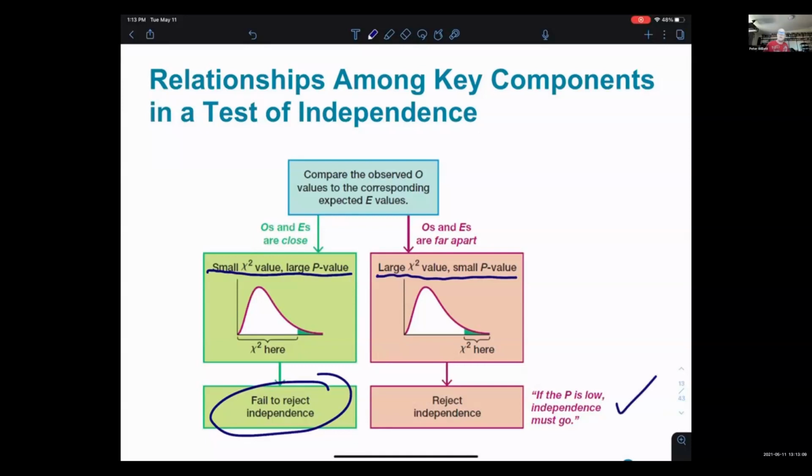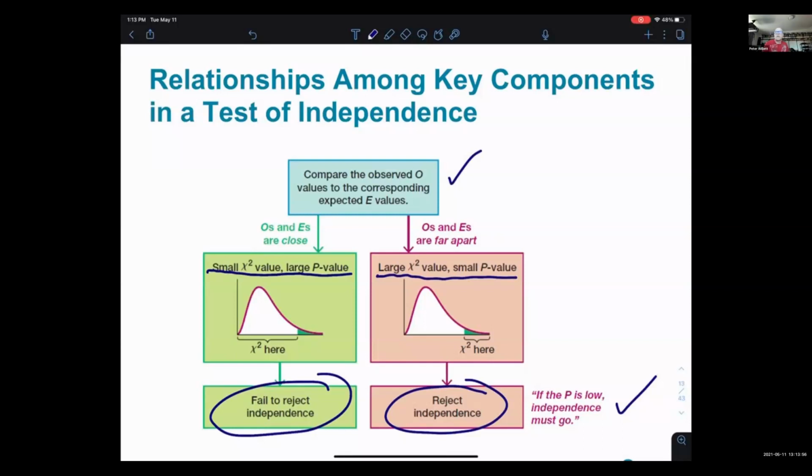And as we normally say, if the p is low, the null must go. The null is independence in this case. So for contingency tables, if the p is low, independence must go. And we reject the null hypothesis of independence, and the sample shows evidence in support that the variables are dependent. So that's the split logic that we're using when we're comparing the observed values with the corresponding expected values in a contingency table test.